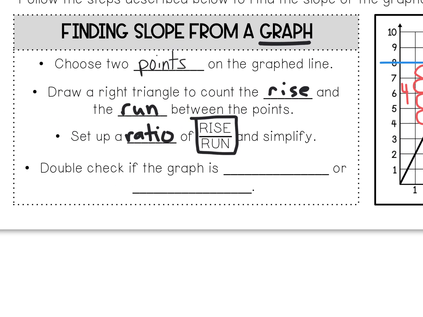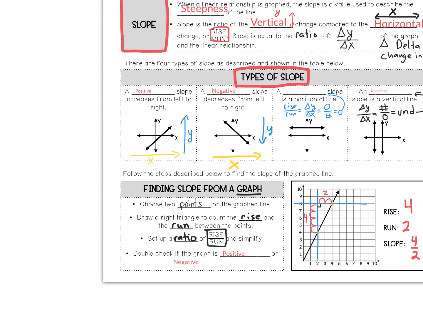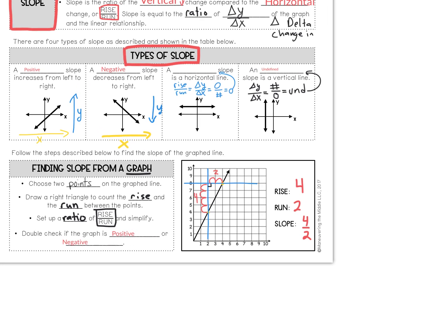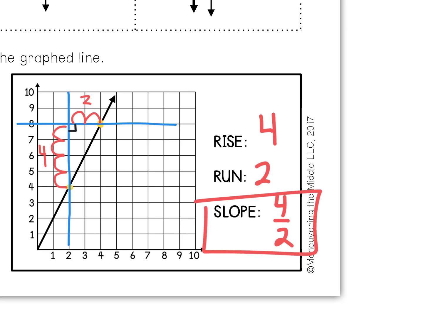So the last part is to double check the graph: is it positive or is it negative? Positive. Okay, so going back to the previous 2, does it look like this or does it look like this? Positive. Okay, it goes up, it's positive, so we don't have to do anything else. We could reduce. What's 4 over 2? 4 over 2, not 2 over 4. Okay? And that's it. That's really all this is.